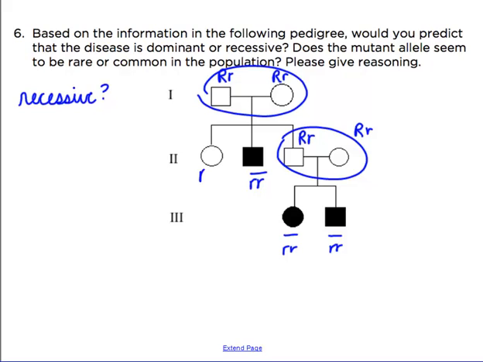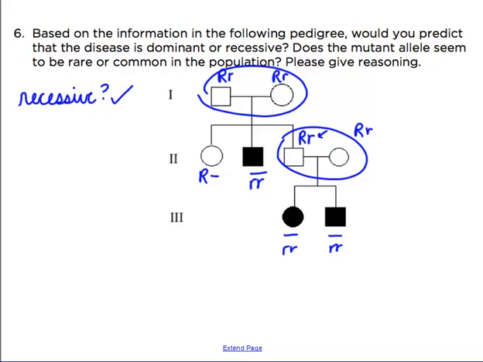So this individual here could be big R, big R, but it could also be big R, little r. So let's just write big R and a dash. And we already know that this individual right here is a carrier to have affected children. So genotypically, this seems to work. Yes, it is recessive.